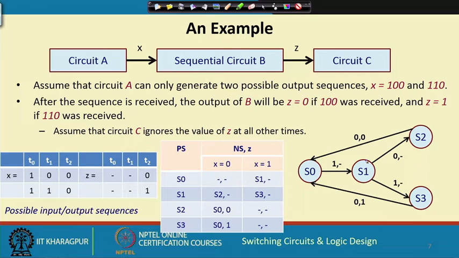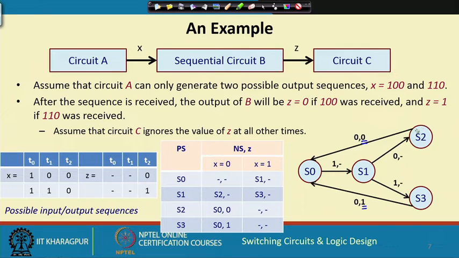Now, I am in state S1 when the first 1 is received. If the next bit is 0, then possibly 100 is coming, so I move to state S2. Again the output is do not care. But if the next bit is 1, I move to S3 because possibly 110 is coming, and again the output is do not care. But if 110 has actually come, then only my output becomes 1, and if 100 has come, then my output will be 0. So, the output is being generated only in these two cases. All others, you can see, are do not care combinations.